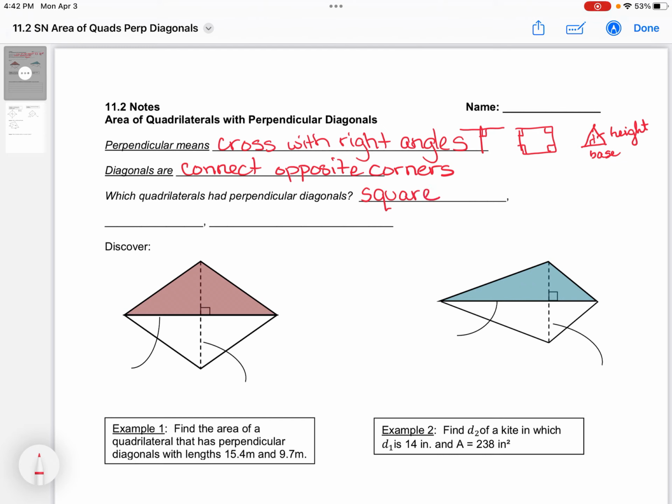Square was one. Rhombus was one. And I don't remember the other one. I'll have to come back to that. Rhombus, square, and kite. That was the other one. The kite.